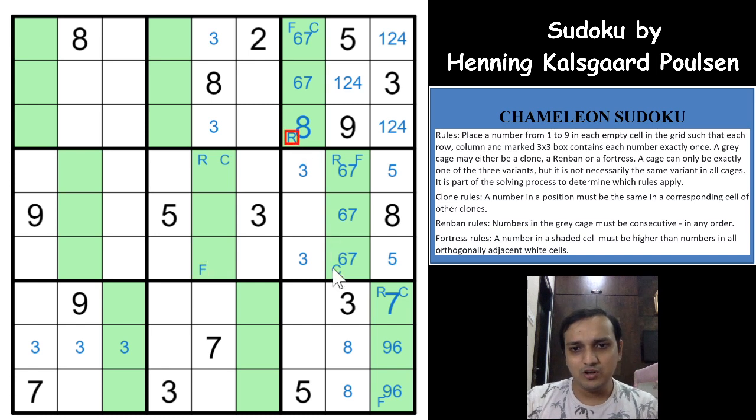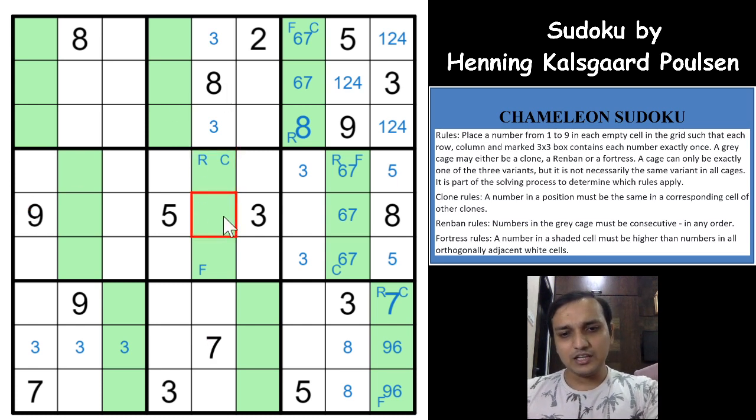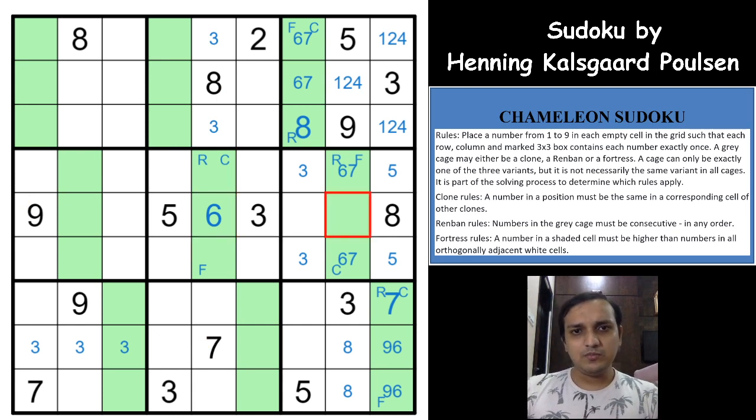So we have found 4 rules for the 4 shaded regions. This has to be Renban, this has to be clone, this has to be fortress, and this has to be fortress. And according to the fortress, you need to have something greater than 5 and 3 in this cell. It cannot be 7, 8 and 9, which means it has to be 6. It has to be 6, and we can eliminate 6 from this cell.